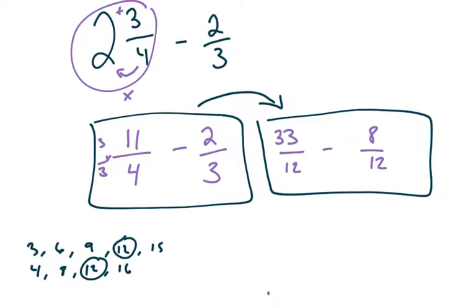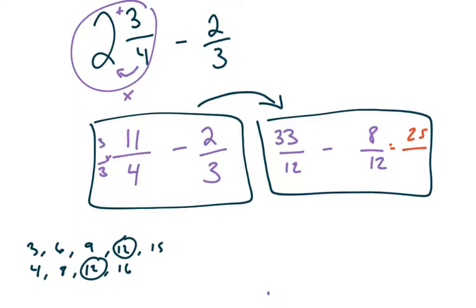So the next step that was listed was to just subtract the numerators. Remember, the numerator is just the top part of the fraction. So I'm just going to subtract 33 minus 8. 33 minus 8 is 25. And then 12 minus 12 is 0, right?